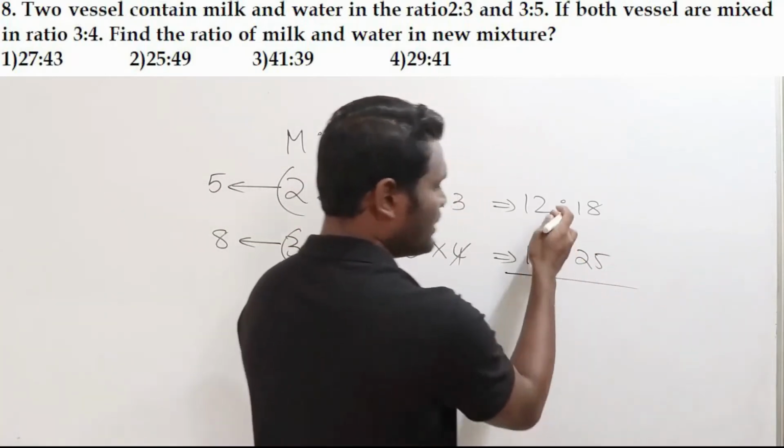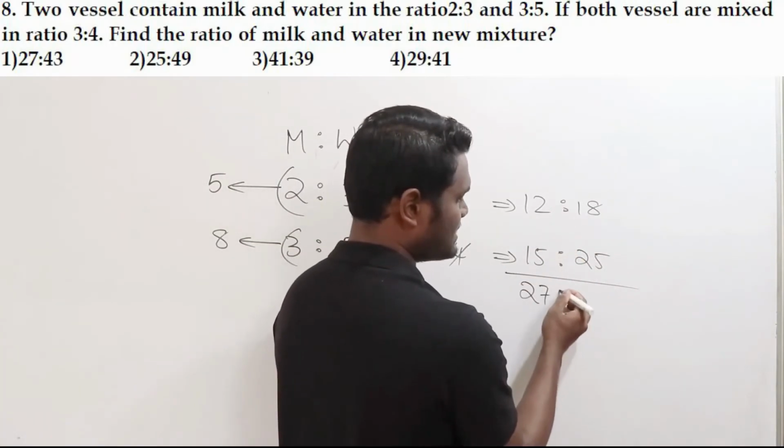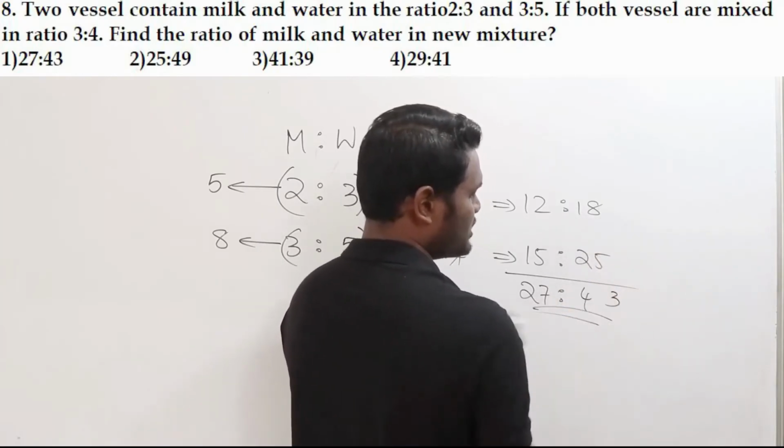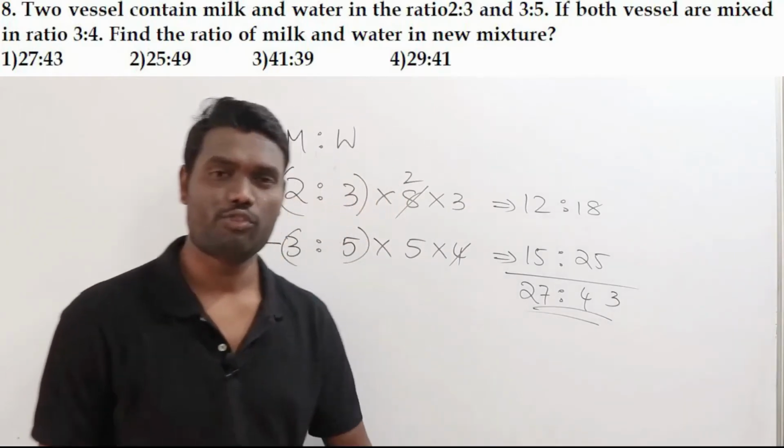So we can say that 12 plus 15, this will be 27. Next 8 plus 5, this will be 13. 2 plus 1 plus 3, this will be 43. So we can say that the ratio will be 27:43.